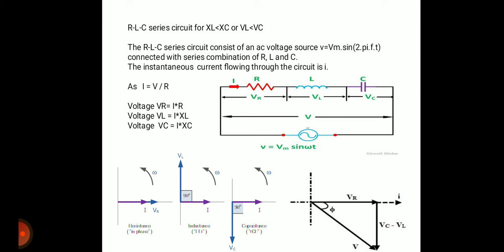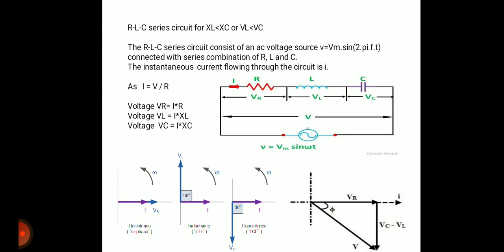So due to the flow of the same current I through resistor R, L and C, we get three voltage drops across R, L and C, which are VR, VL and VC. As we know from Ohm's law, I is equal to V upon R, so V is equal to I into R. With this equation we can determine the voltages across R, L and C: VR is equal to I into R, VL is equal to I into XL, where XL is the inductive reactance.